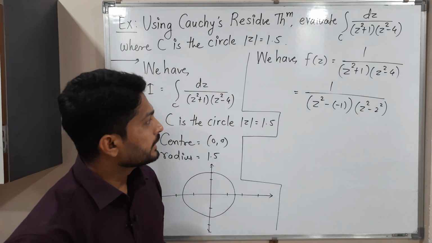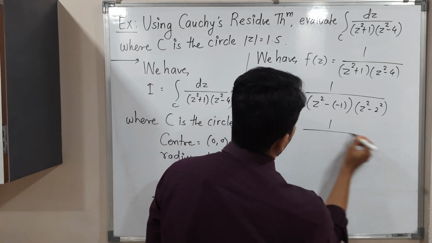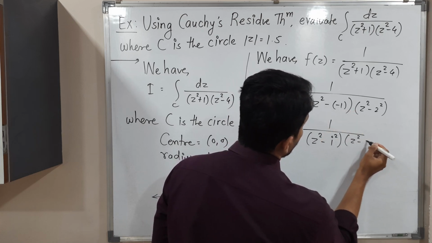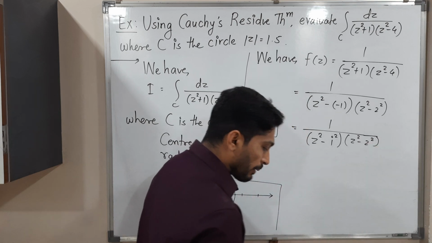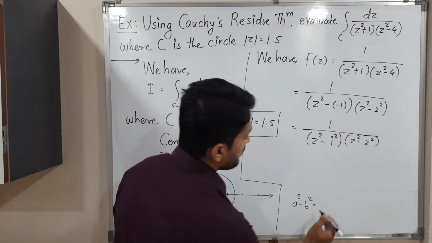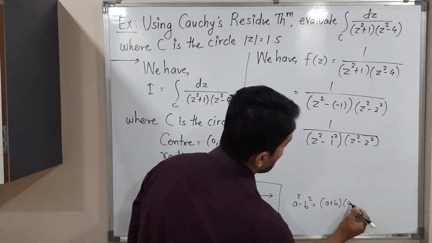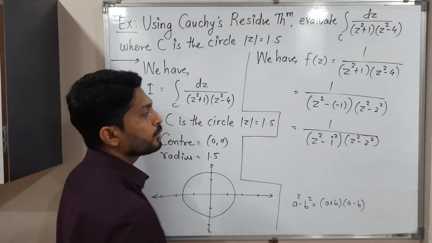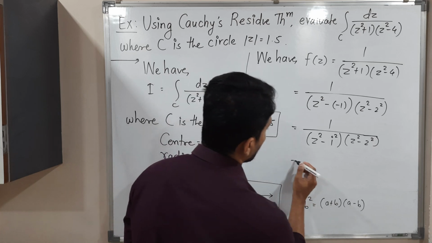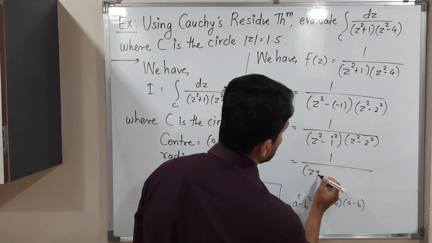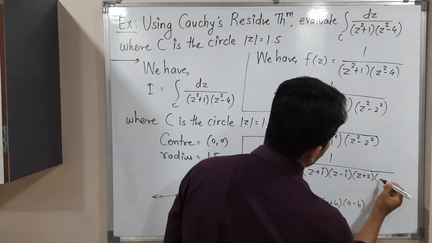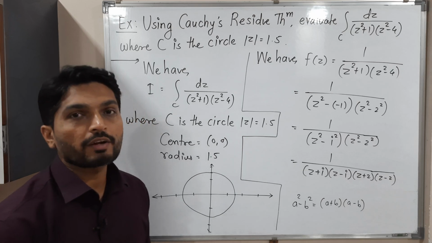So this is equal to 1 upon (z square minus I square)(z square minus 2 square), since minus 1 means I square. I am sure you are familiar with the formula a square minus b square, which is (a plus b)(a minus b). This formula is applicable for both brackets. Applying it, we get 1 upon (z plus I)(z minus I)(z plus 2)(z minus 2). So we found the factors of the denominator.